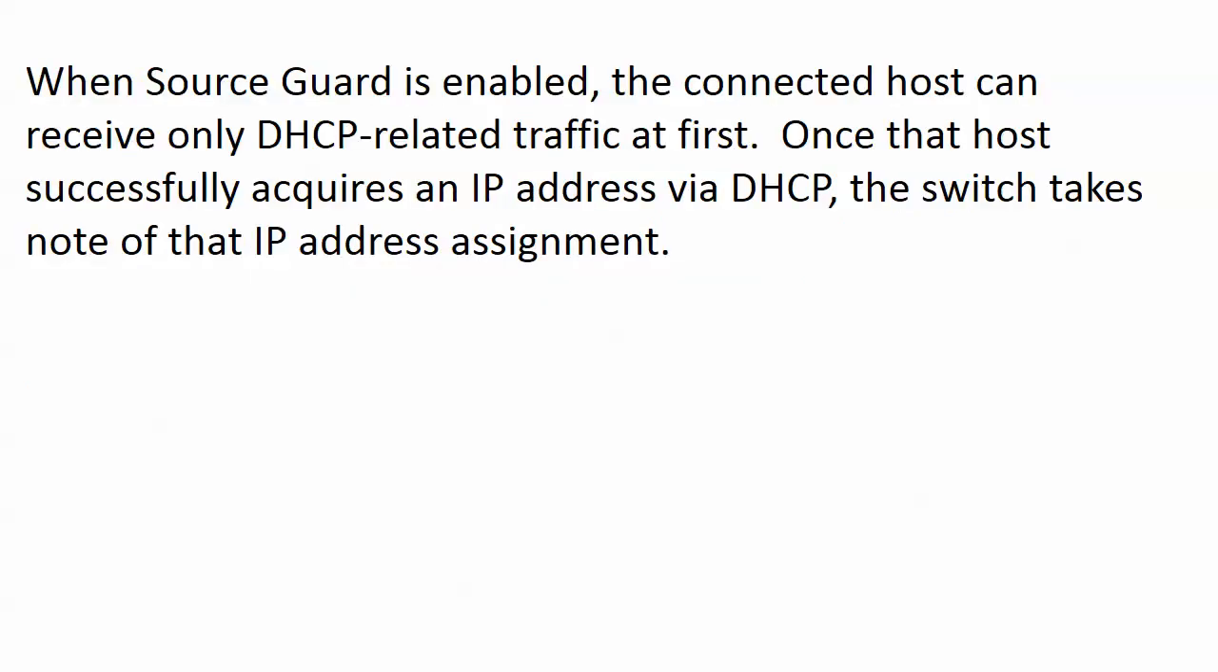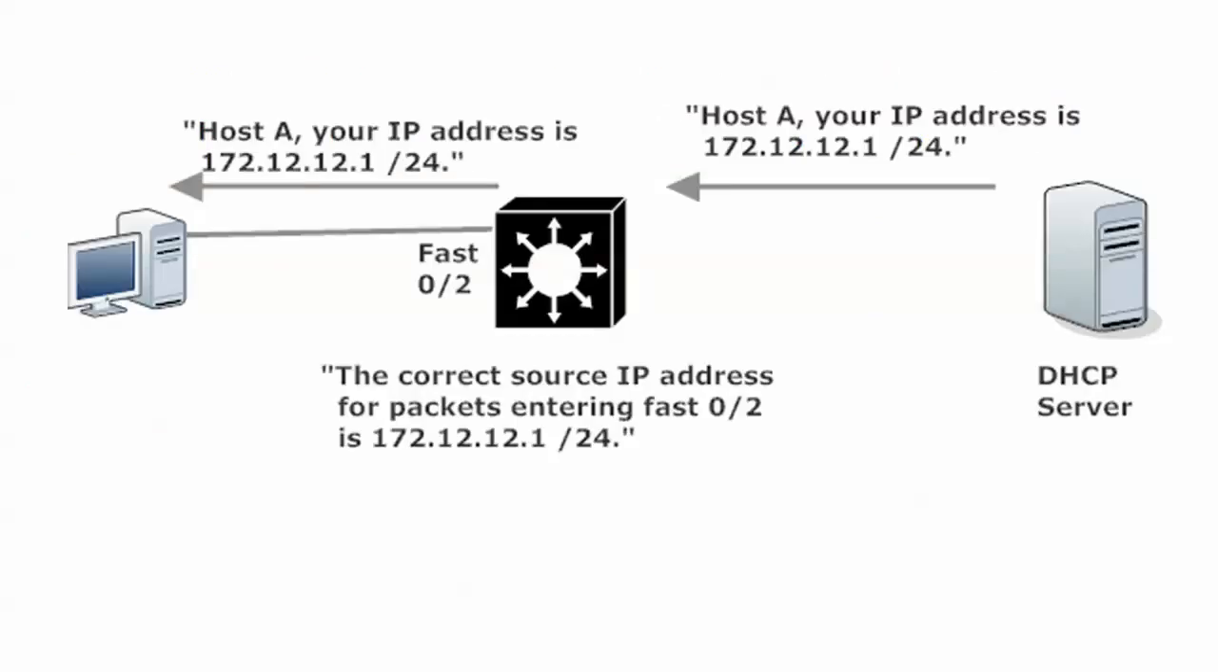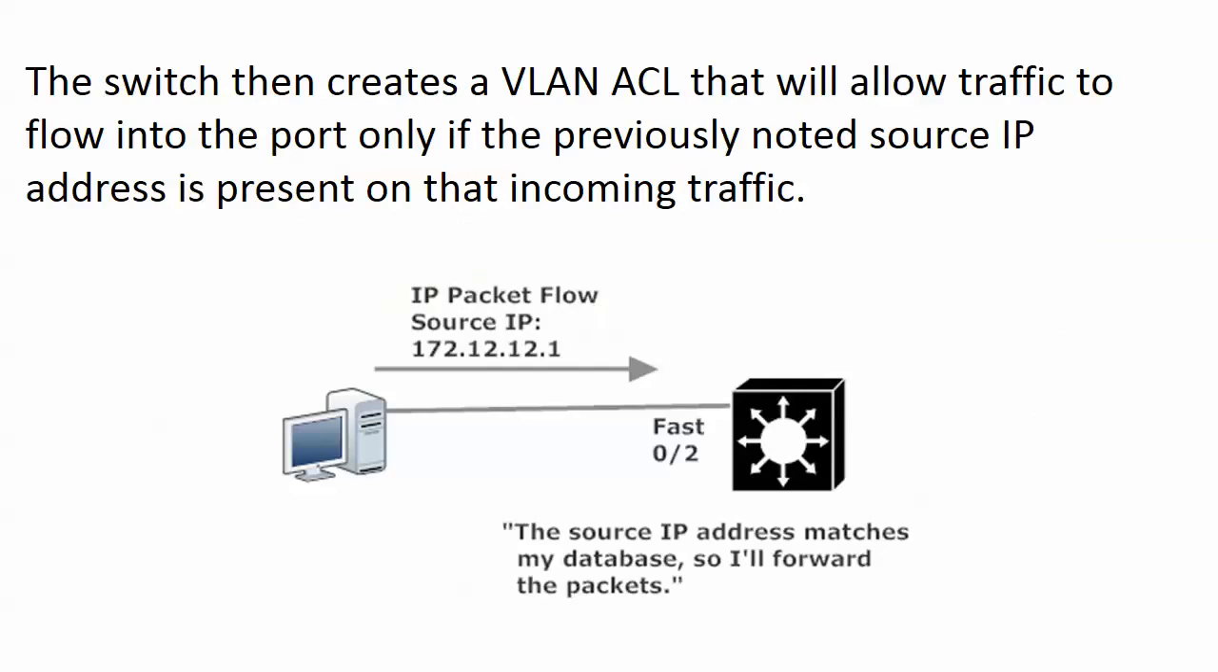Now, when IPSG is enabled, the only kind of traffic the connected host can get at first is DHCP related traffic. So we're still looking at that kind of traffic first. But once that host successfully gets its IP address, the switch takes note of that IP address assignment. It says, okay, we're passing on this DHCP message through fast0/2. The IP address being assigned is 172.12.12.1/24. Make a note of it in the multi-layer switch database, and from now on, that's where, of course, the check is going to come in.